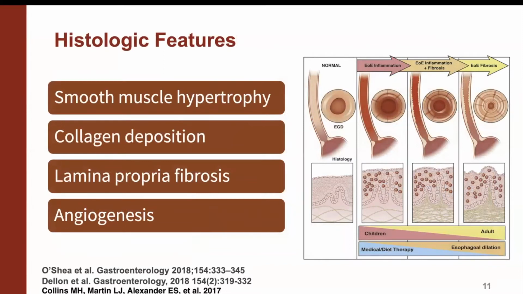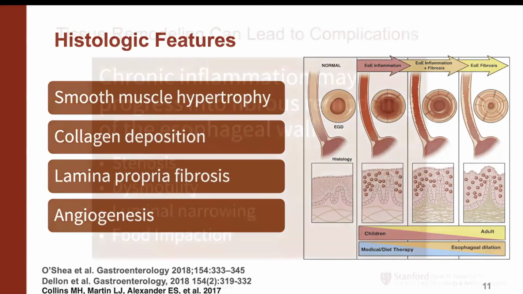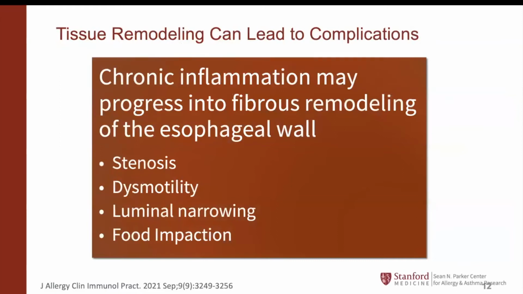Now I'm going to talk a little bit about the histologic features. So these would be things that we would see on our biopsy, and that would include things like smooth muscle hypertrophy, collagen deposition, lamina propria fibrosis, and also angiogenesis. And so these things may not be present at diagnosis, but if untreated, they can often progress. And sometimes we can see tissue remodeling, and that tissue remodeling can lead to symptoms and sometimes complications as well.